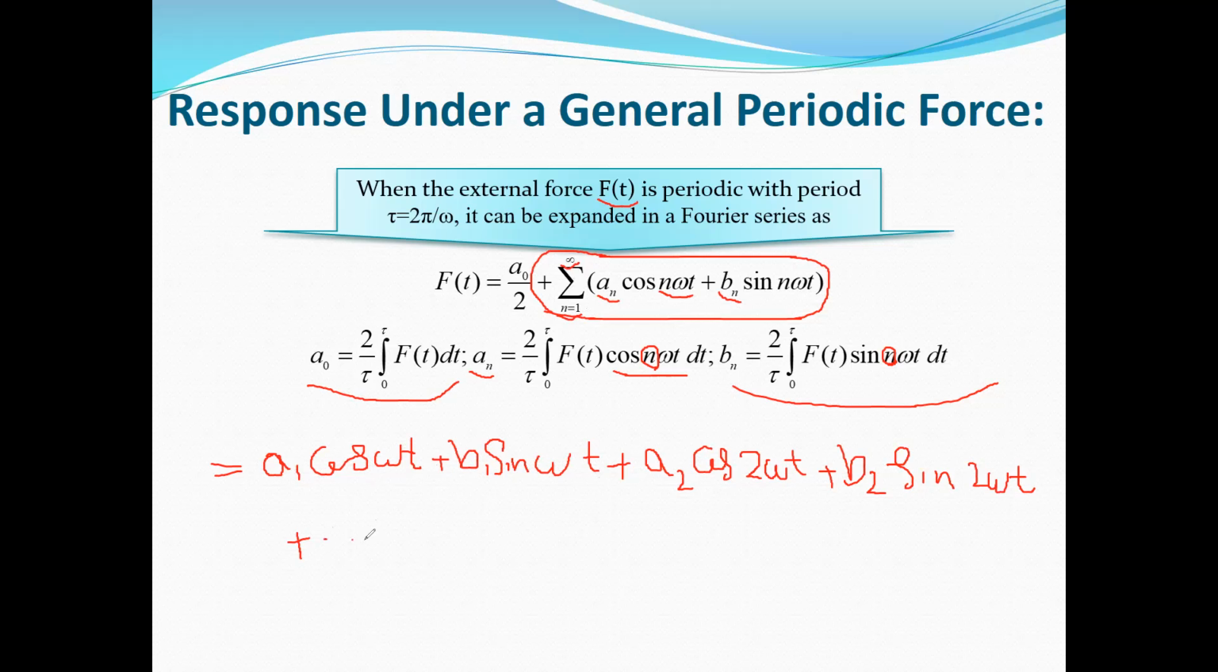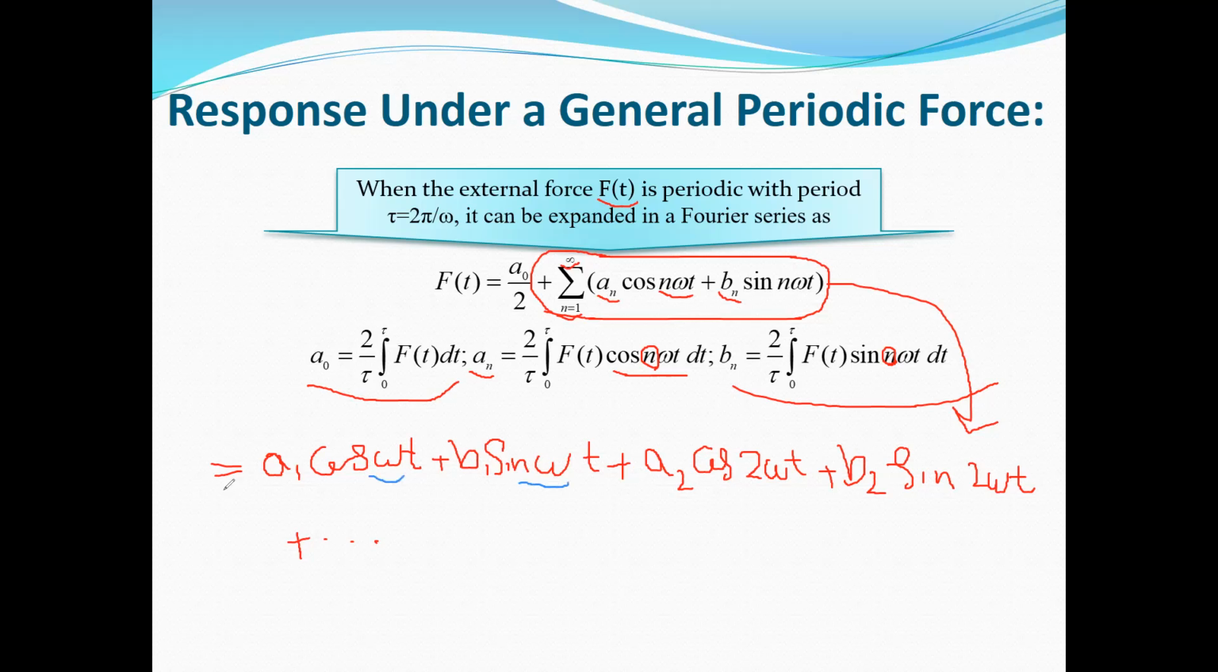So it will continue, and of course we have a0 divided by 2. I only wrote here these summation terms. So you can see this is a combination of different frequencies. As you can see here, we have frequency omega.